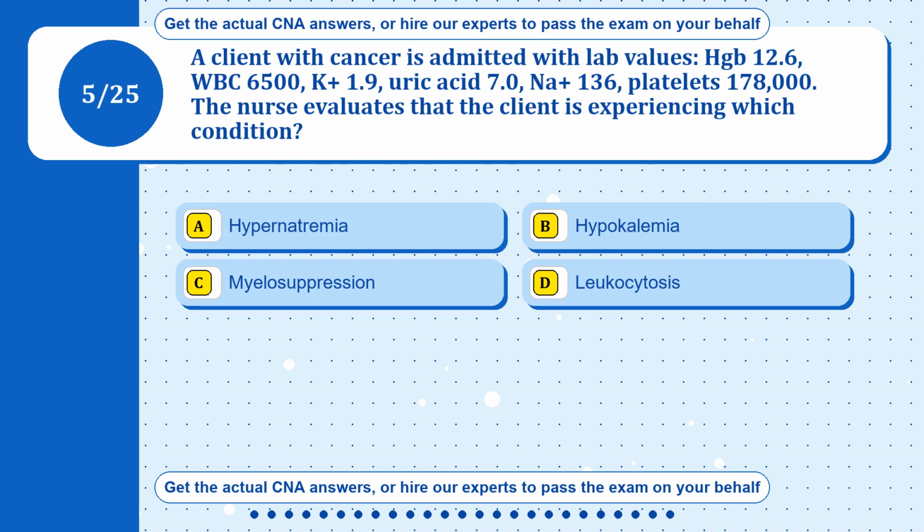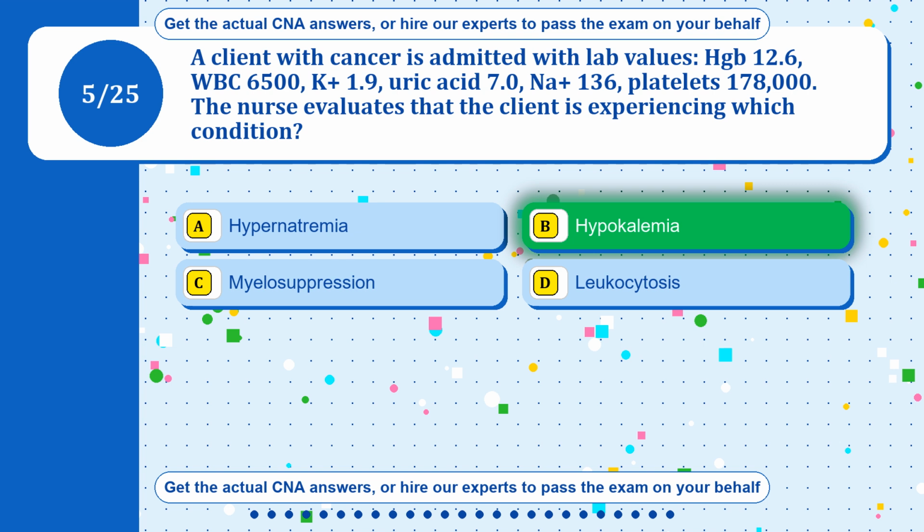Question 5. A client with cancer is admitted with lab values HgB 12.6, WBC 6500, K plus 1.9, uric acid 7.0, Na plus 136, platelets 178,000. The nurse evaluates that the client is experiencing which condition? Option A, hyponatremia. Option B, hypokalemia. Option C, myelosuppression. Option D, leukocytosis. The correct answer is option B, hypokalemia.